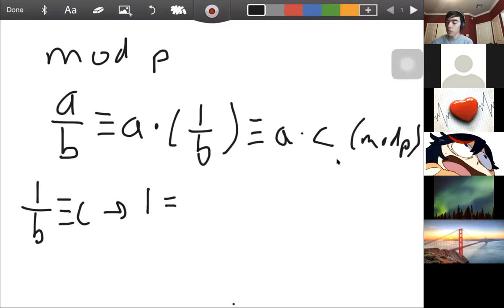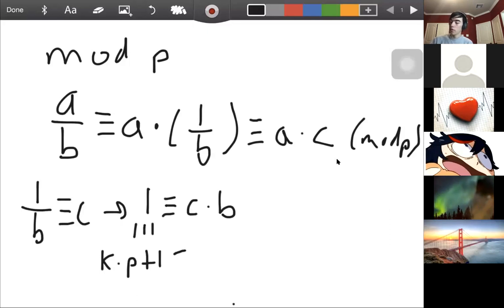So let's do something like this. 1 is congruent to C times B. So what is 1? 1 is congruent to any number times P plus 1. Normally 1 over B wouldn't make sense. You would have a decimal, but we can only have integers in modular arithmetic. But perhaps when you add multiples of P, eventually you'll get to a multiple of B. So there'll be some value of K such that K times P plus 1 is actually a multiple of B.